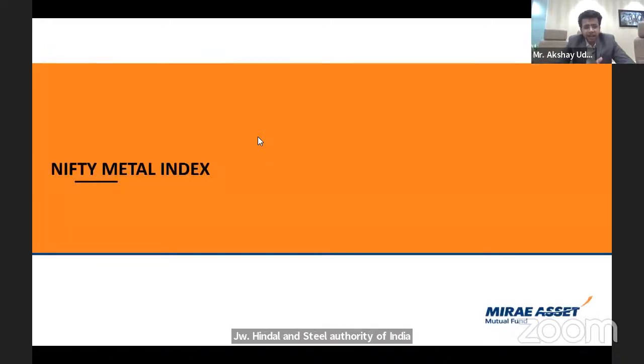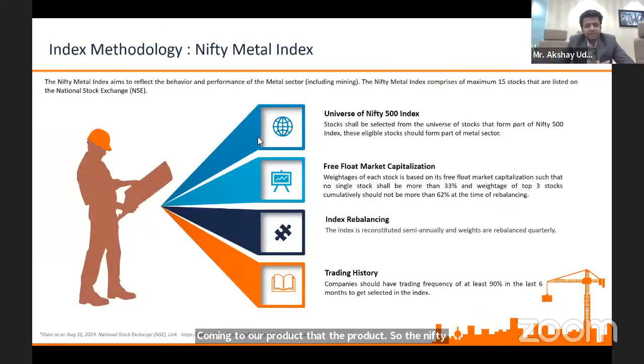Coming to our product, the Nifty Metal ETF is going to replicate the Nifty Metal Index, which represents the performance of metal and mining industries. The slide showcases the index methodology used to create this index.